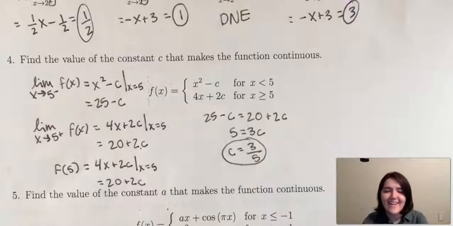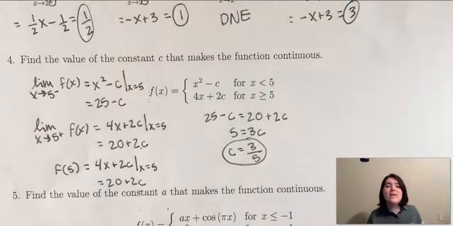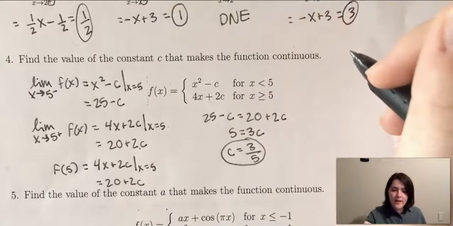Okay, cool. We're back. 5 equals 3c. C equals... That is definitely wrong. 5 divided by 3 is 5/3, not 3/5. Sorry about that mistake. C equals 5/3, not 3/5. So cool. Okay, nice.